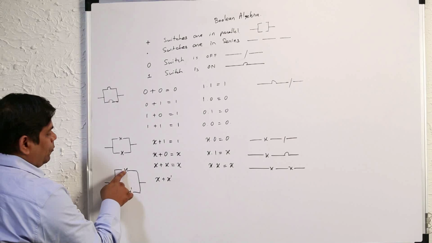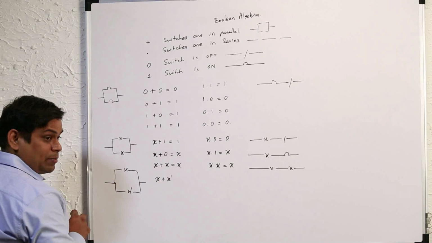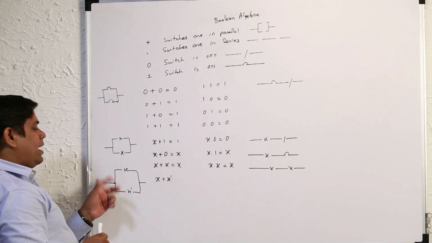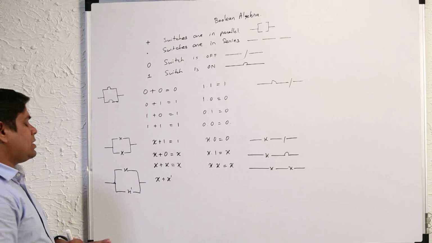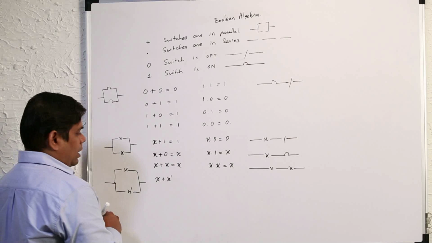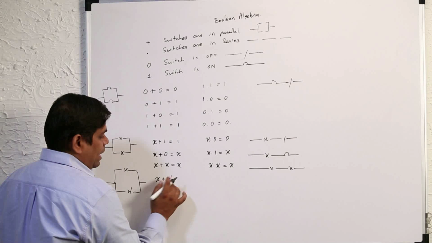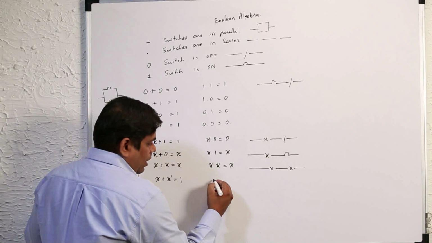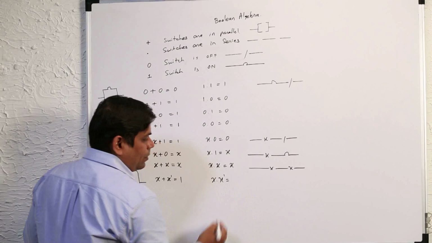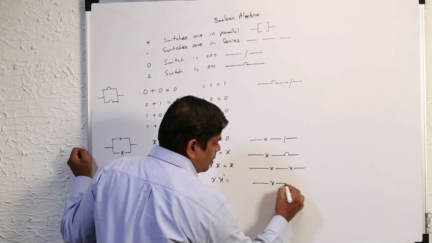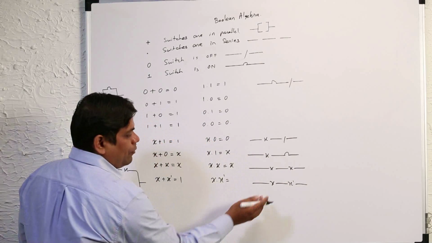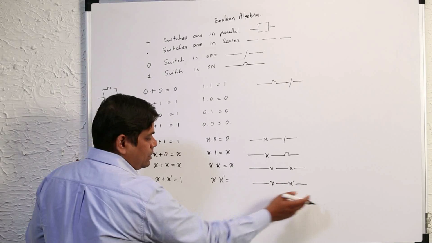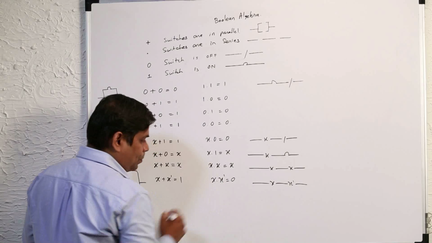That means if this is off, this will be on, then it will let current pass. If this is on, this is off, this will let current pass. So in any way, x plus x dash is going to let current pass in any case. So therefore, x plus x dash is going to be 1. Very important. And what is x dot x dash going to be? Think about it. Yes, now if this is on, this will be off. If this is off, this will be on. In any case, current will not pass, therefore x dot x dash is going to be 0.